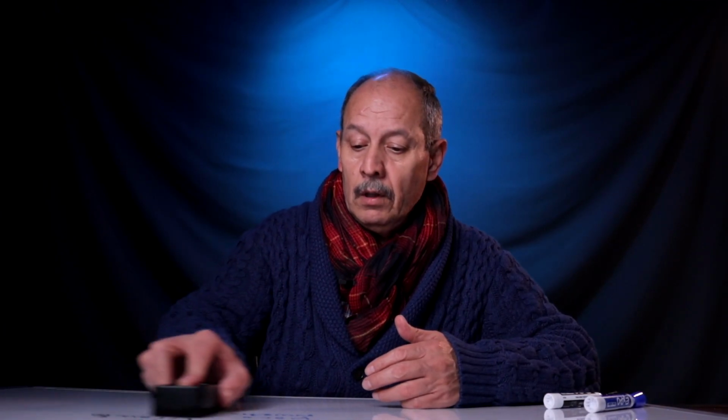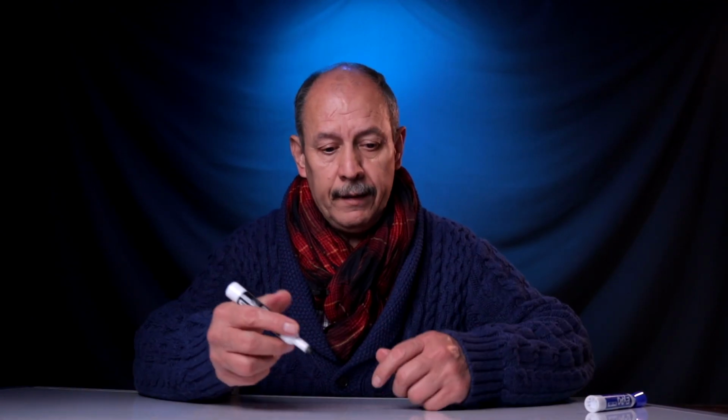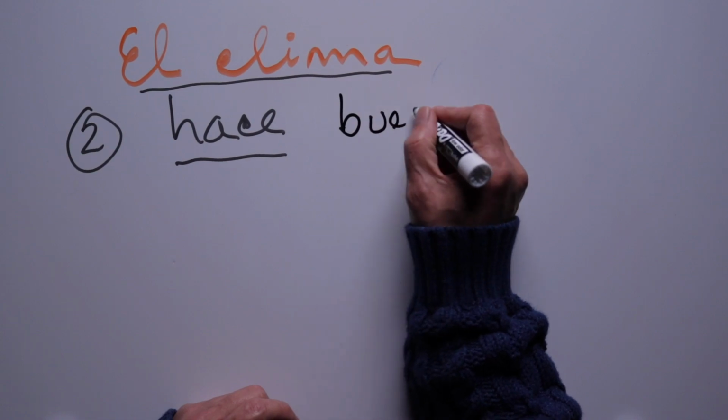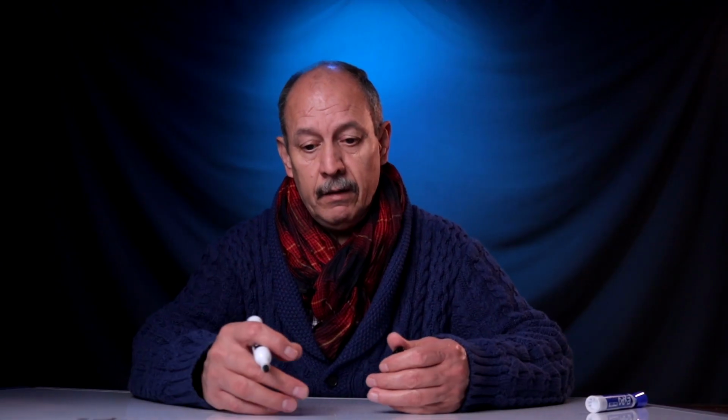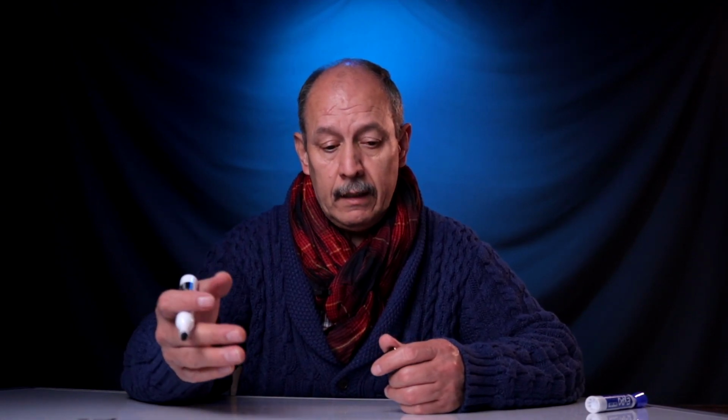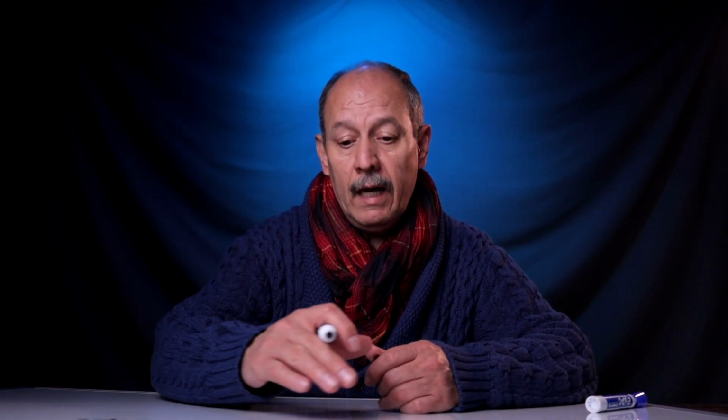You can also express through hacer. Like if it's a good weather, you can say hace buen tiempo. Buen is an adjective itself, so you don't need mucho there. So buen tiempo is substituting mucho. Hace buen tiempo. It's a nice weather, it's nice out, right?